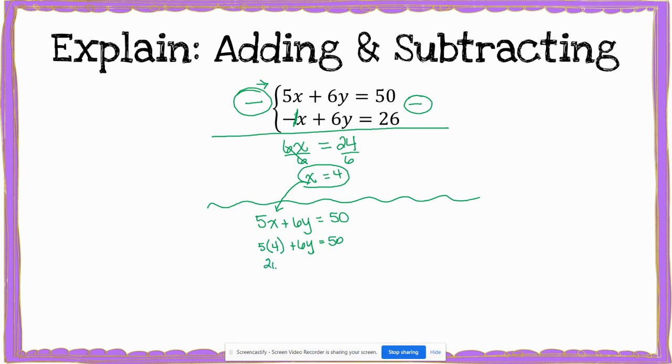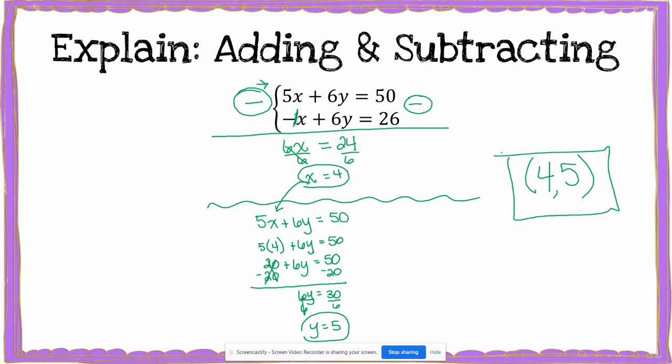Well, 5 times 4 gives us 20, so we have 20 plus 6y equals 50. And we want to get y by itself, so we're going to get rid of our 20 first. That's a positive 20, so the inverse is negative or minus 20 on both sides. Then we're left with 6y equals, and 50 minus 20 gives us 30. Now, to get y by itself, we are going to divide by 6 on both sides of our equation. We'll be left with y equals, and 30 divided by 6 is 5. So we can see that our solution is that x is 4 when y is 5.